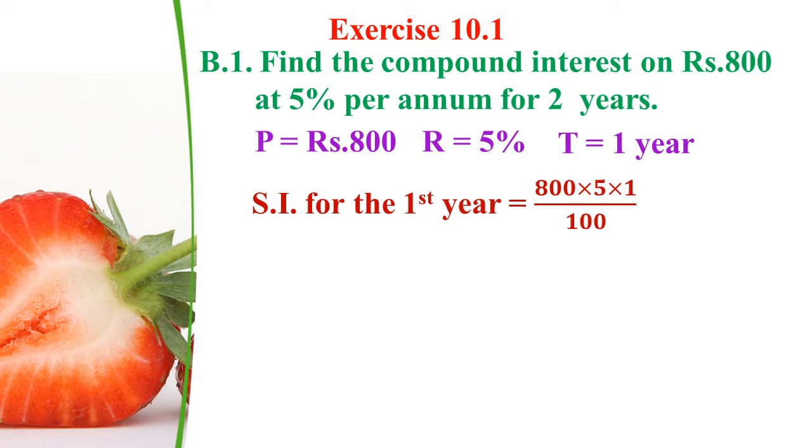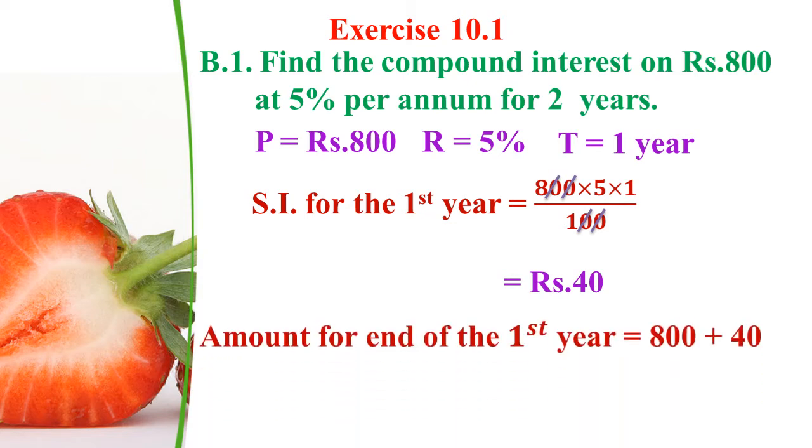Here SI for the first year equals P 800, R 5%, T 1 year. So 800 into 5 into 1 by 100. 0 and 0 get cancelled out. Another 0 and 0 get cancelled out. So rupees 40. This is simple interest for the first year. Amount at the end of the first year equals principal plus SI. So 800 plus 40, rupees 840.